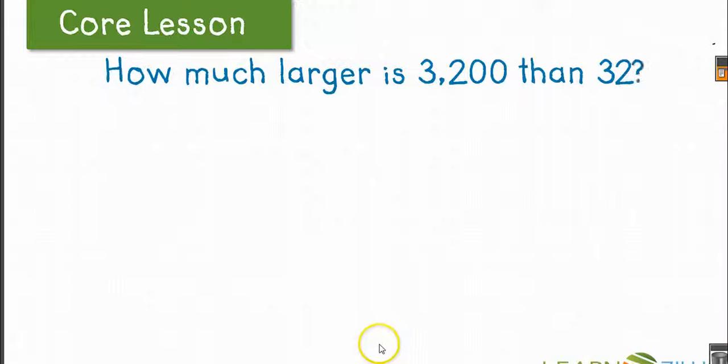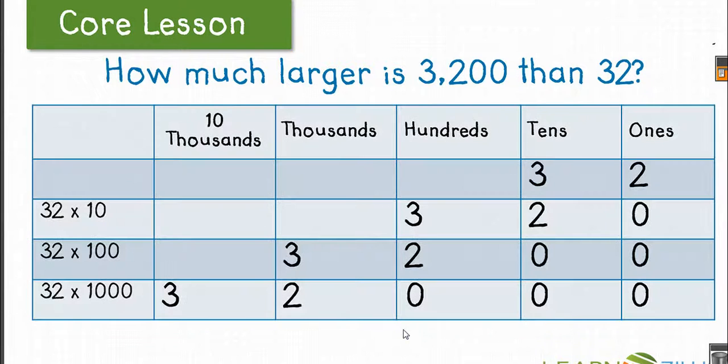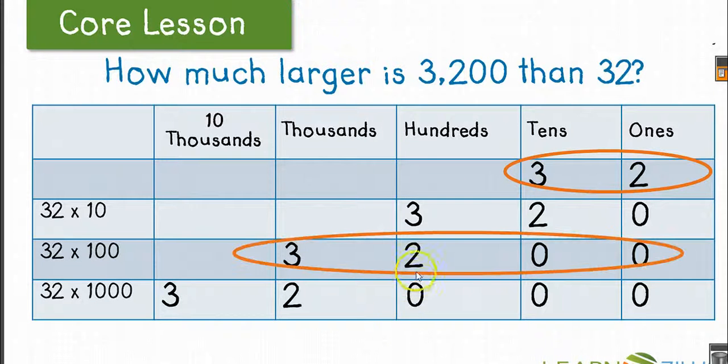How much larger is 3,200 than 32? Let's look at our place value chart. If I have the number 3,200, which is right here, and I have the number 32, I take my 32 and I'm going to have to move it up to this position up here, which is 3,200.